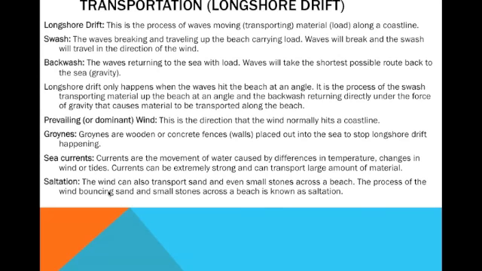So they're kind of barriers, so that even if the sea tries to push the stuff there, it's just not possible. So a groin is a way to stop longshore drift. Sea currents. Currents are the movement of water caused by differences in temperature, changes in wind, or tides.